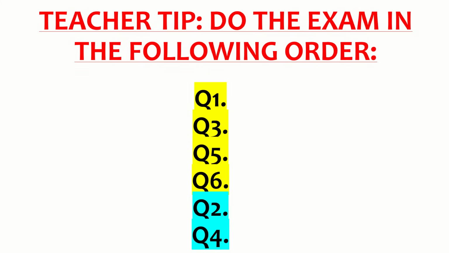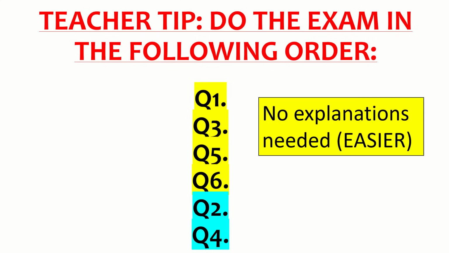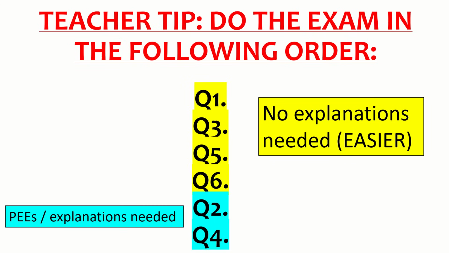I think if you're just looking for a grade 4, grade 5, this would be a very good order to do it in, because the yellow ones have no explanations needed, and then the blue ones are a little bit tougher. So if we were going to not do so well on one of the questions, it makes sense to leave the most difficult question to the end.